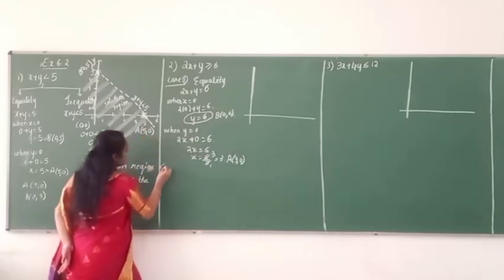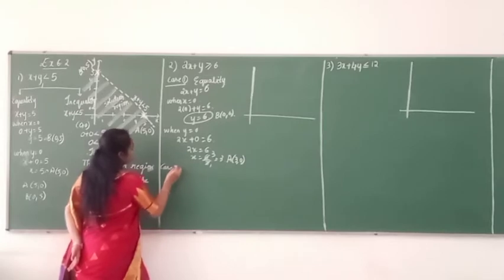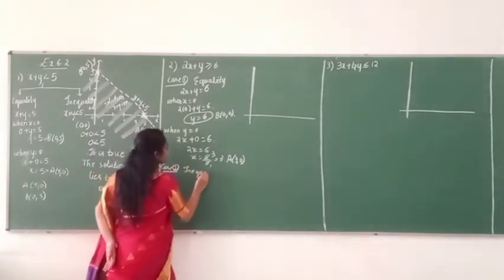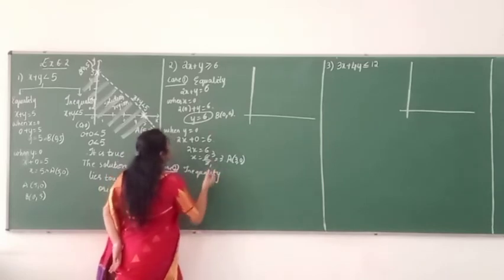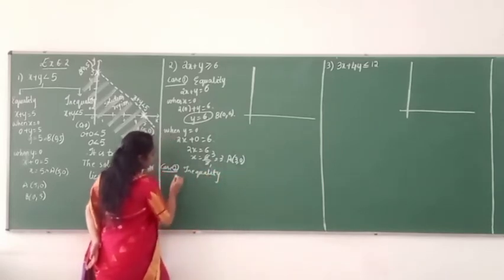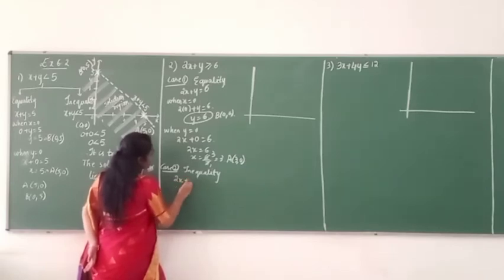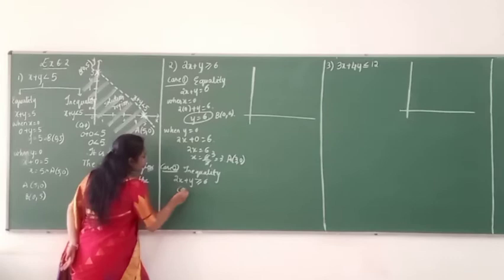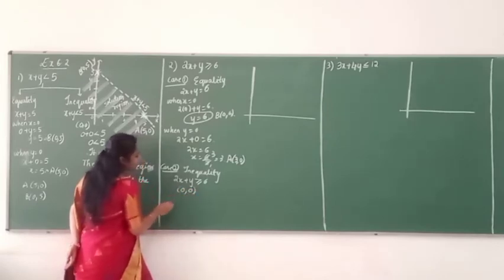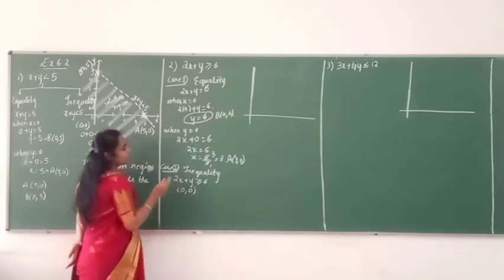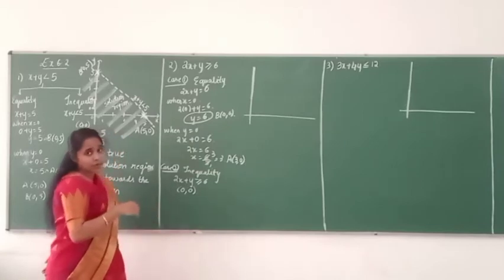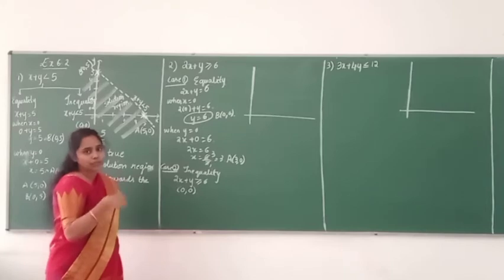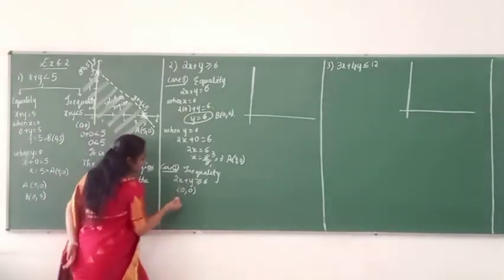Next we will move on with case 2, which is inequality. Inequality means we are going to consider 2x plus y is greater than or equal to 6. So we are going to substitute 0 comma 0. Why only 0 comma 0? I already said, because we are going to consider the x-axis 0 point and y-axis 0 point. Then only we get to know whether the solution region is towards the origin or away from the origin. Just substitute the point.